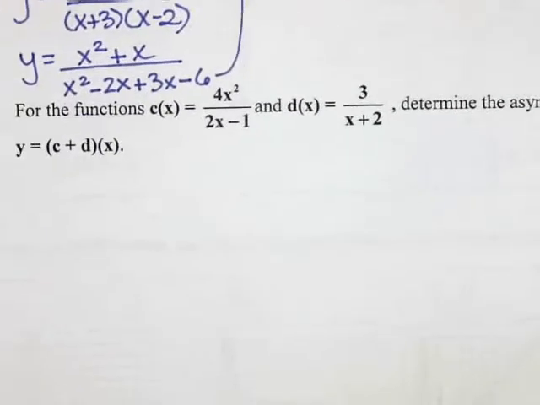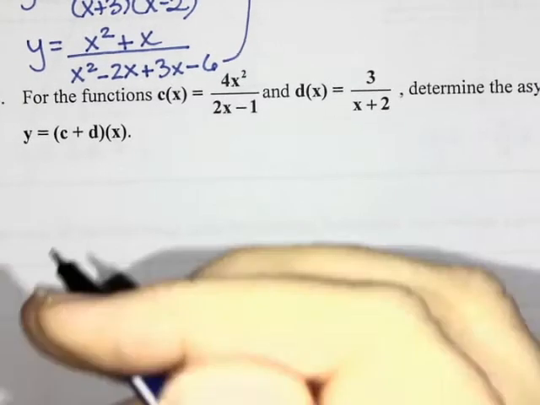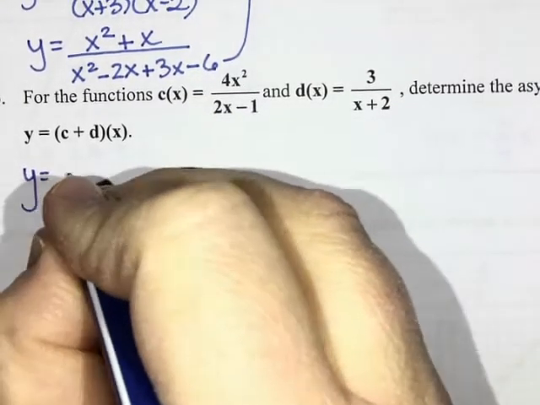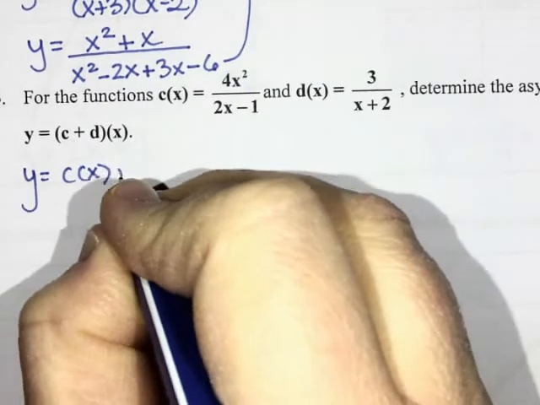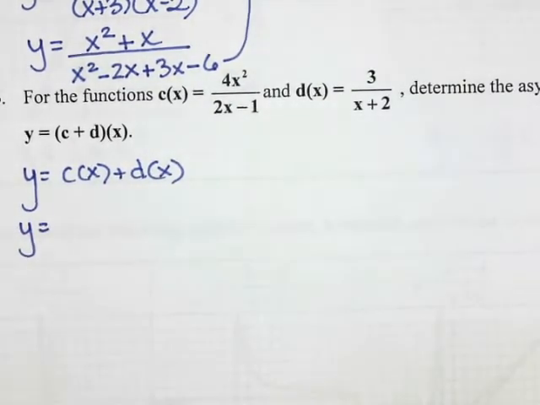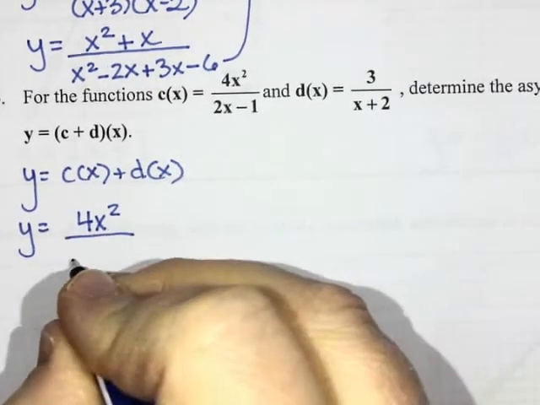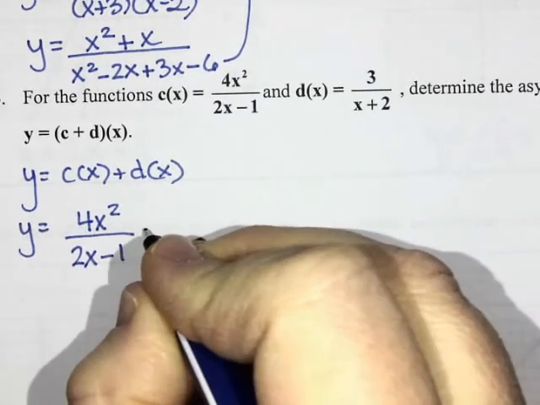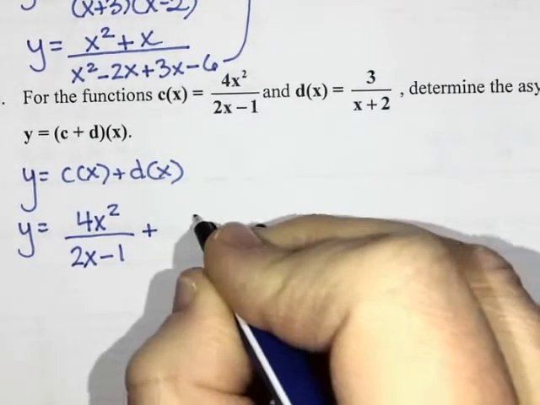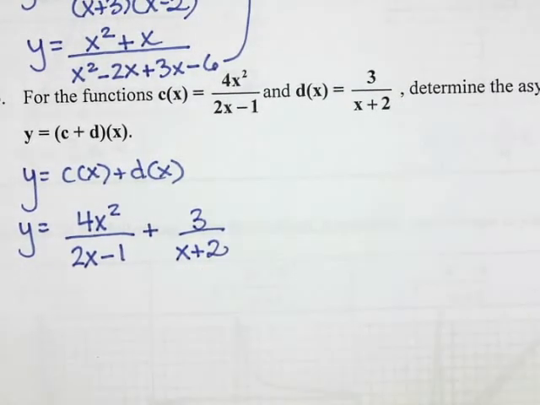So our next question here says, for the function c of x and d of x, determine the asymptotes of the function y equals c plus d of x. Okay, so we're doing c of x plus d of x. So I am going to replace c of x with 4x squared divided by 2x minus 1. And then I'm going to replace d of x with 3 over x plus 2.